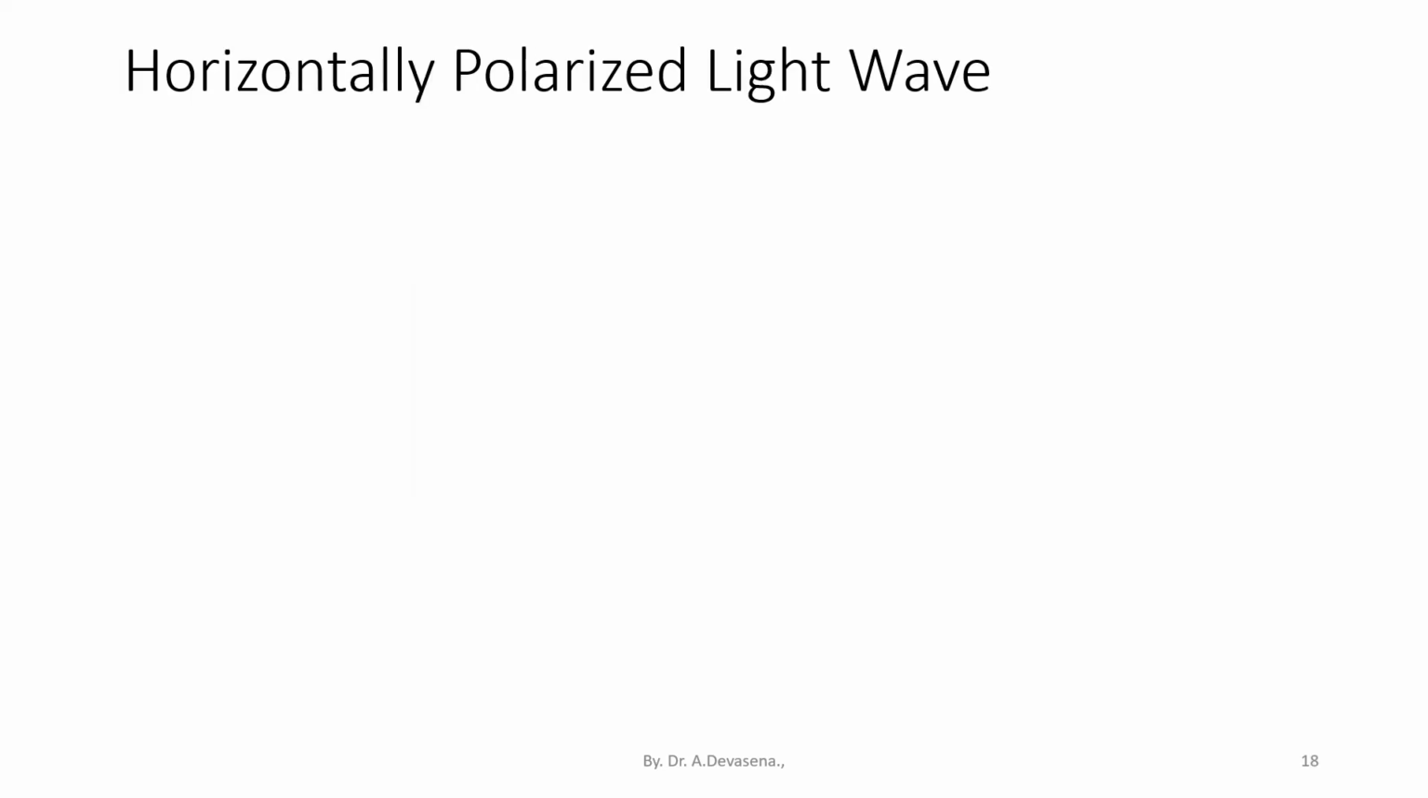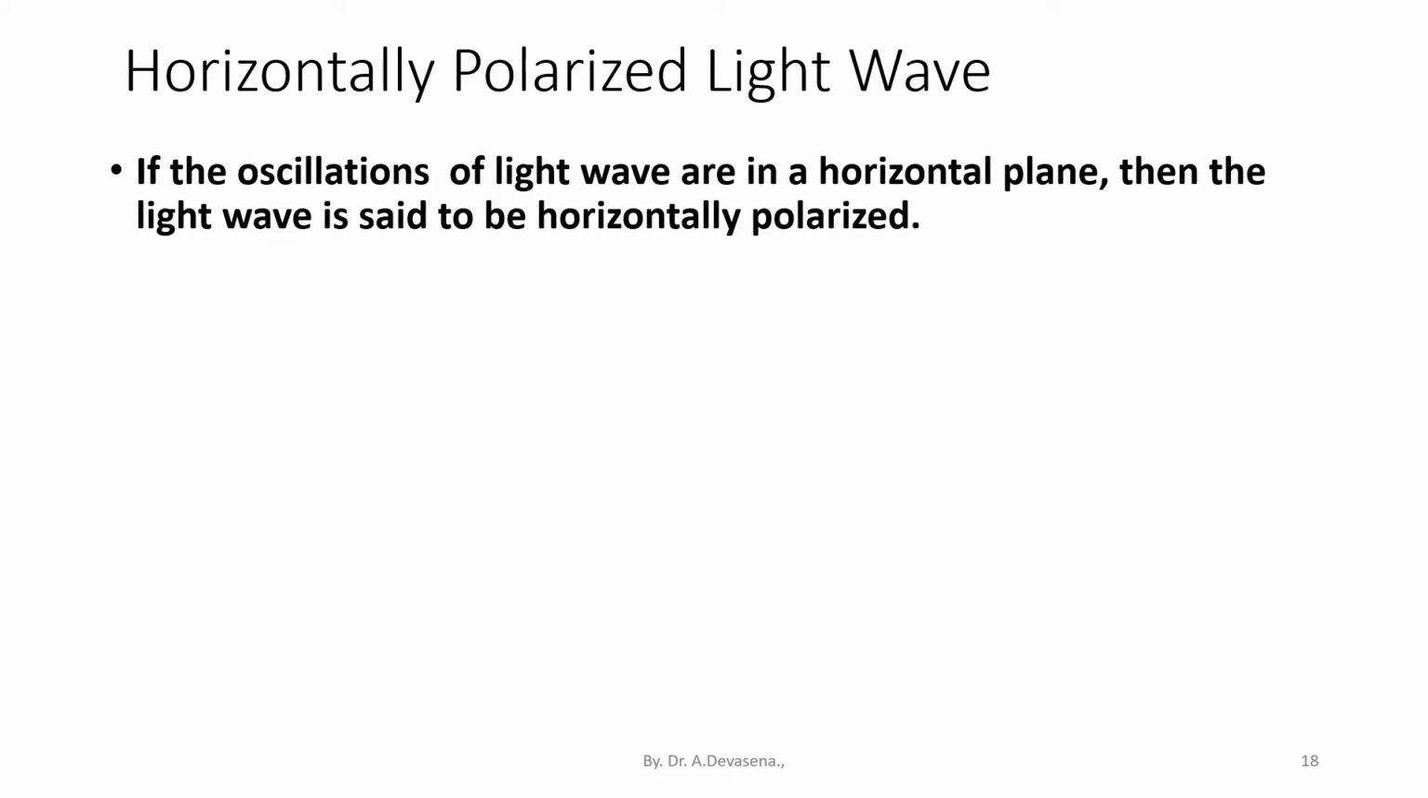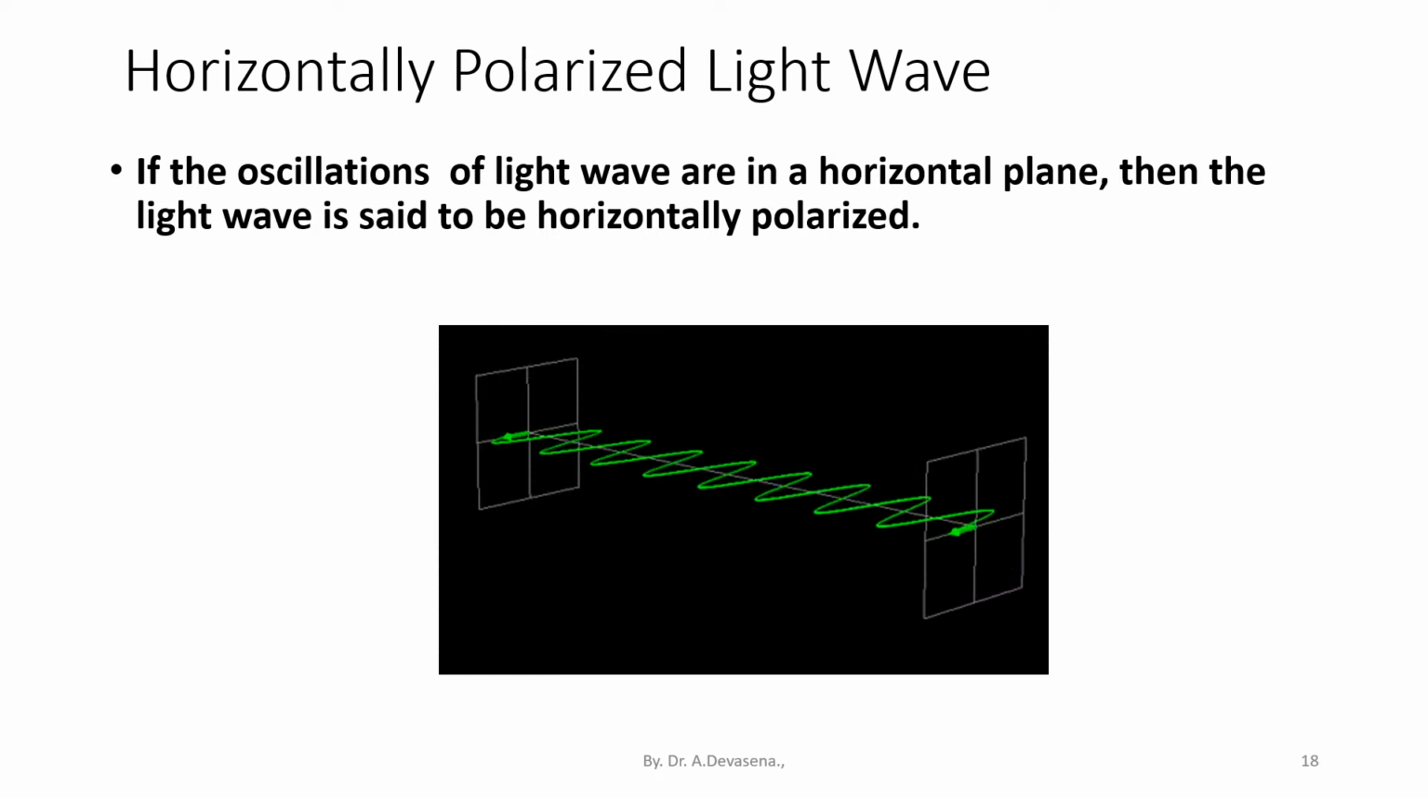Horizontally polarized light wave. If the oscillations of the light wave are in a horizontal plane, then the light wave is said to be horizontally polarized. This is the representation of the horizontally polarized light wave. Here, the polarization is in the horizontal plane. This is indicated in this graph.